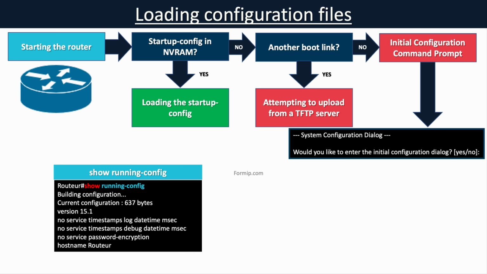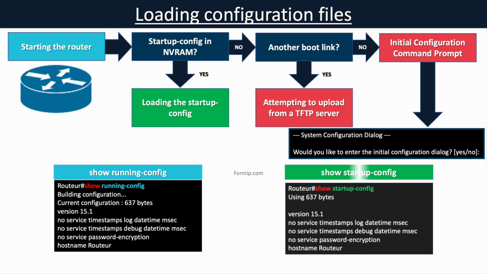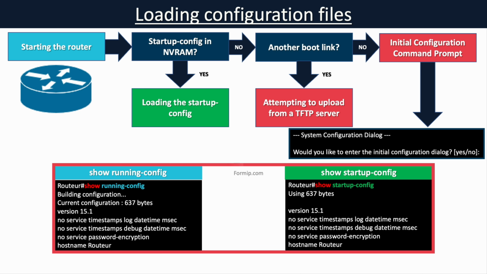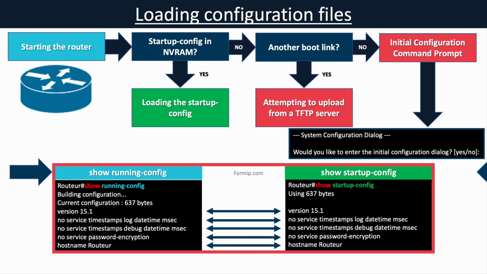The show running-config command displays the configuration that is currently running on the router, and the show startup-config command displays the configuration that is loaded when the router starts. These 2 commands are part of the most commonly used IOS commands, because they allow you to compare the 2 configurations, the one loaded in the RAM and the one loaded from the NVRAM.